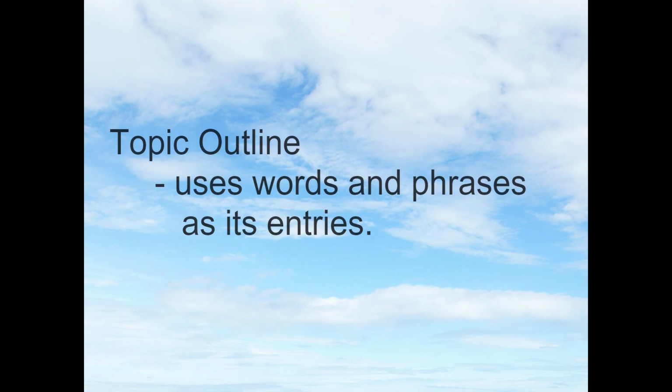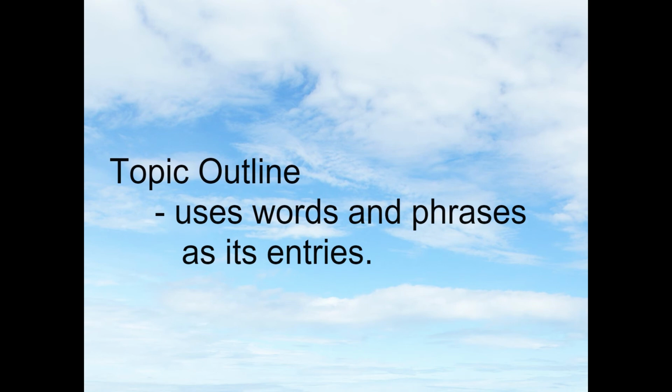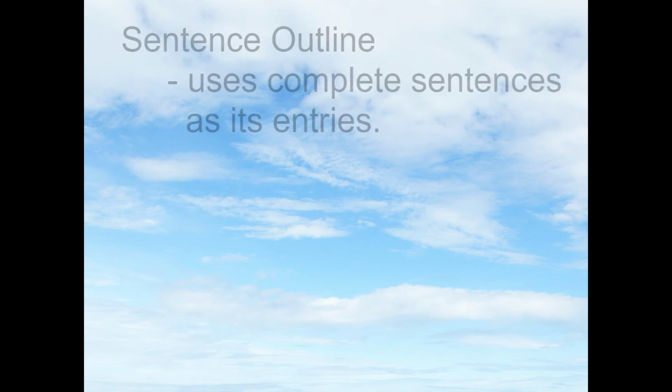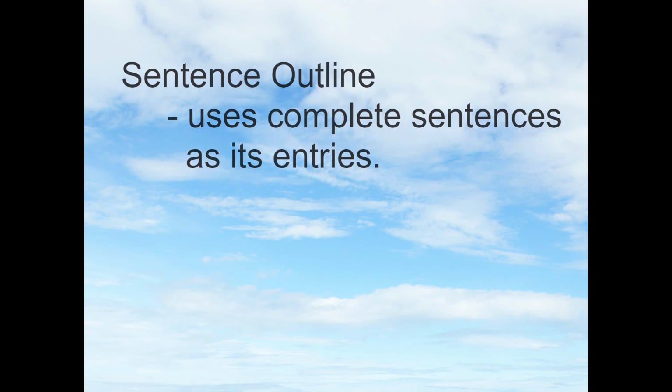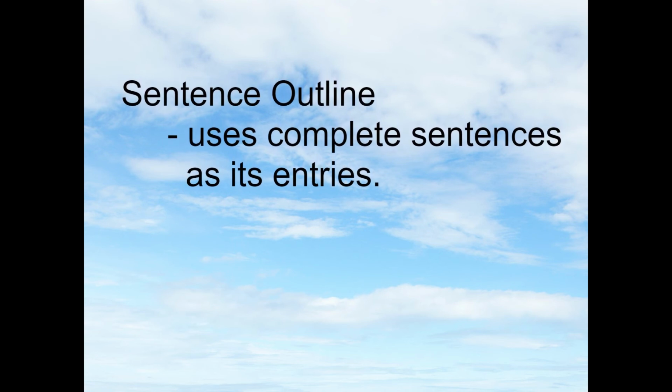Generally, a topic outline is used if the ideas being discussed can be arranged in a number of ways, while a sentence outline uses complete sentences as its items. You use a sentence outline when the topic being discussed is complicated and requires details.